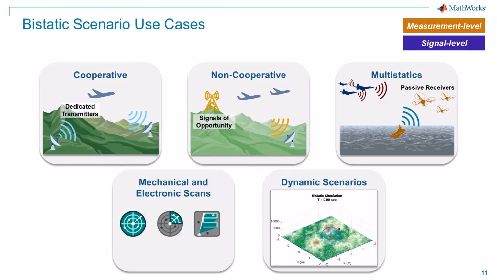And two configurations at the bottom, mechanical and electronic scan models. Full dynamic scenarios with platforms moving in 3D. For this talk, the non-cooperative and multistatic configurations matter the most. Your receivers passively intercept signals from transmitters that you don't control, and you geolocate by fusing measurements across your distributed receiver network. All of this runs at both measurement level and full signal level fidelity.